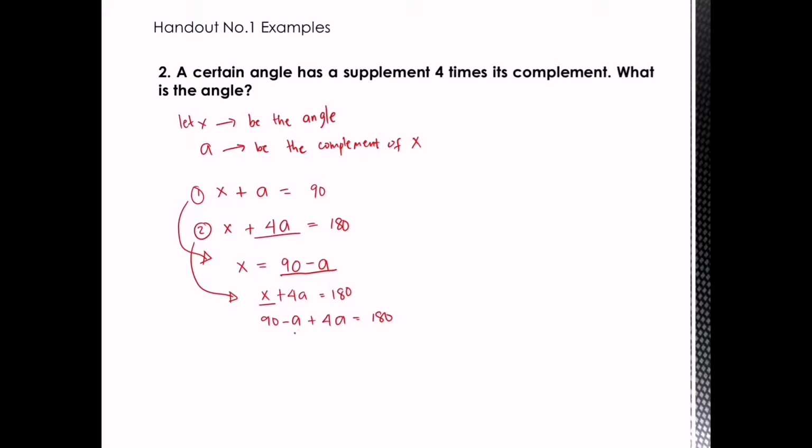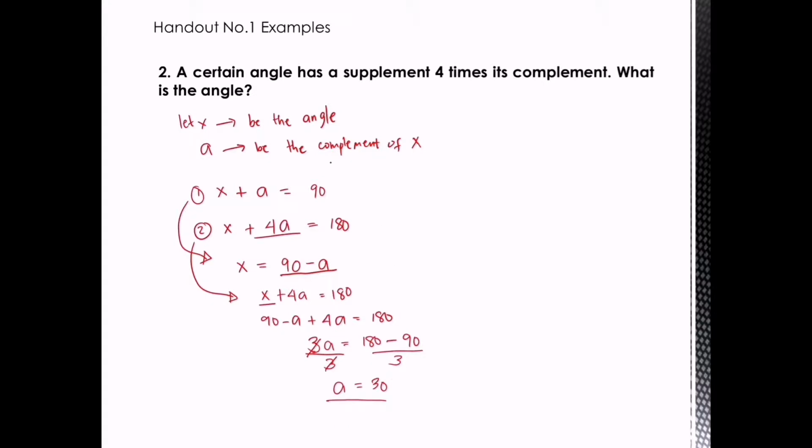So this is now negative 1 plus 4, that is positive 3a, is equal to 180. Transpose na to class, 90. So this is minus 90. Then divide the whole equation by 3 so that you can cancel out 3. So a, therefore, 180 minus 90 is 90 divided by 3, 30. But this is not what is required in this problem.